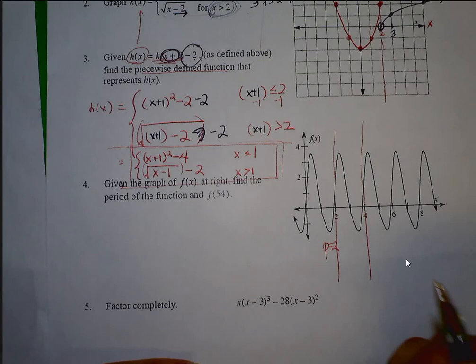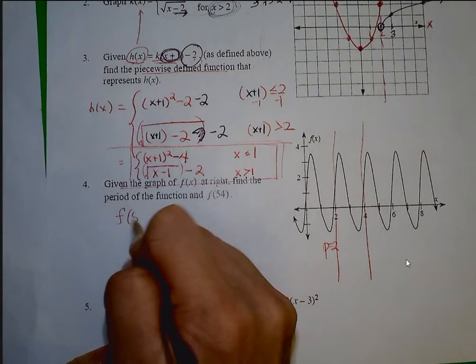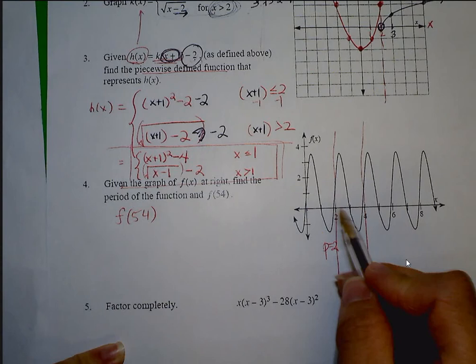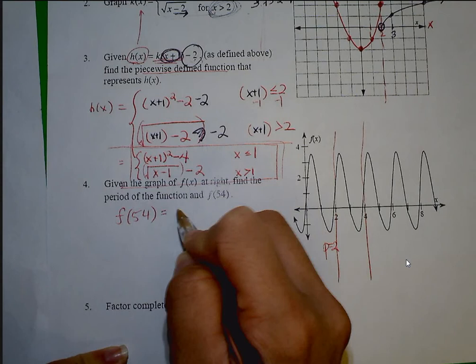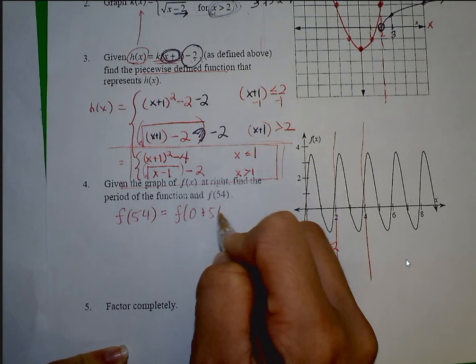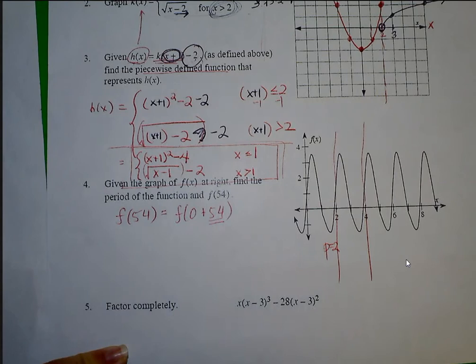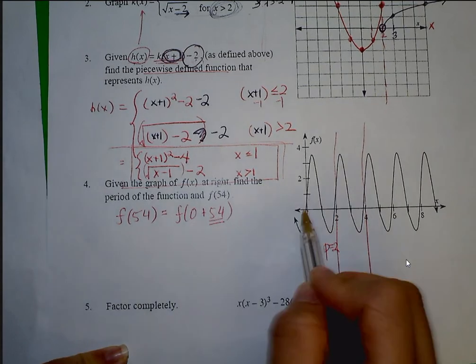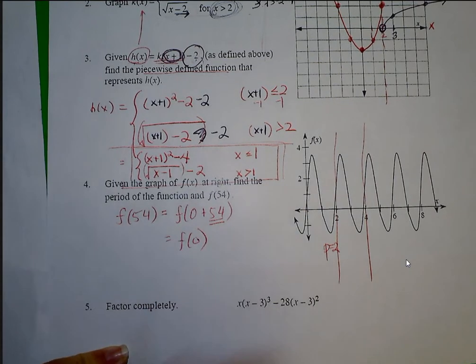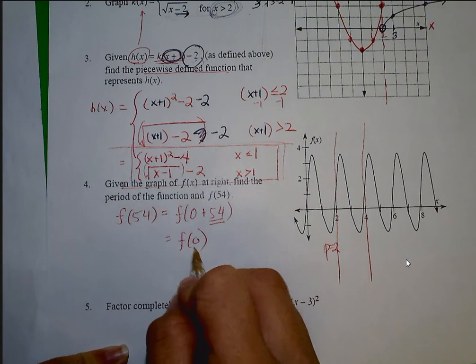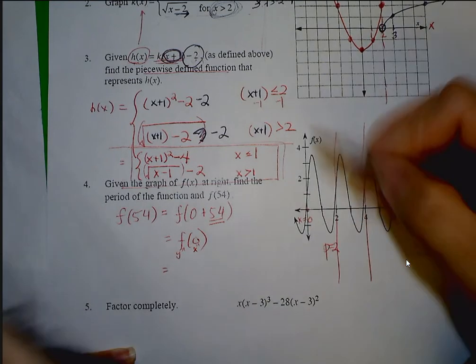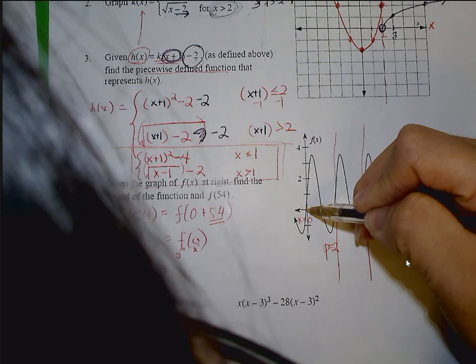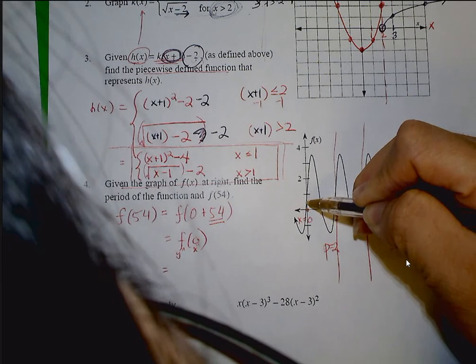Then f of 54, going over 54 spaces, is like going over 2, and 2, and 2, and 2, and 2, 27 times, to get 54. So it's really the same as 0 plus 54. And that extra 54 jumps doesn't really matter because it's periodic. 54 jumps is going to be the same as none. So really, it's the same as f of 0. That means when my x is 0, where does the graph land? The graph lands right here, which is 1.